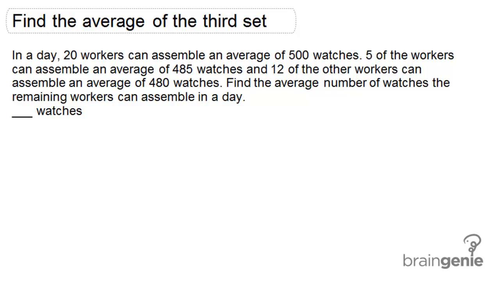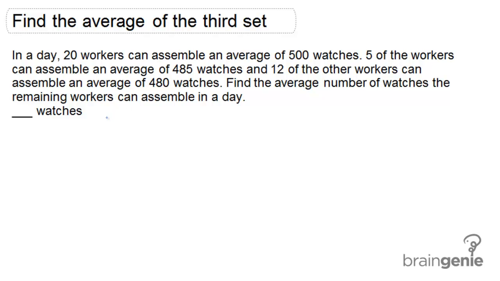Find the average of the third set. In a day, 20 workers can assemble an average of 500 watches. 5 of the workers can assemble an average of 485 watches, and 12 of the other workers can assemble an average of 480 watches. Find the average number of watches the remaining workers can assemble in a day.